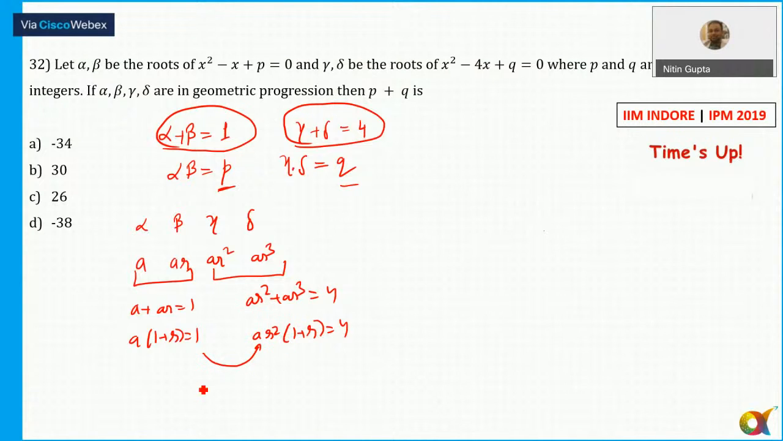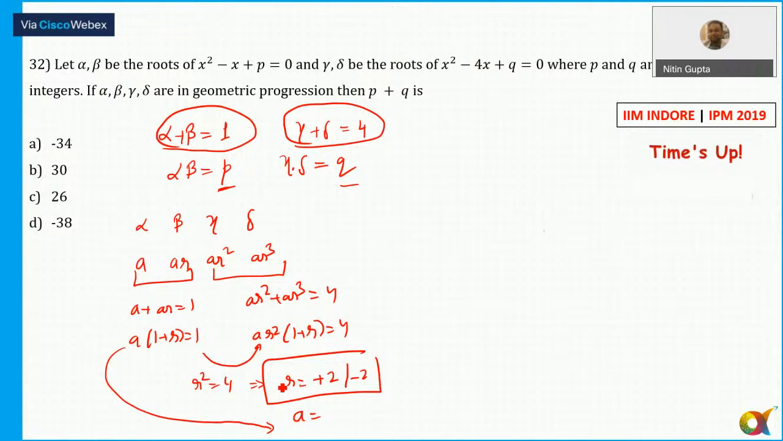If I divide these two equations, and R square is equal to 4, it means R is plus 2 or minus 2. Now if R is equal to plus 2, what are the corresponding values of A? If R is going to be plus 2, you can substitute here. So at R equal to plus 2, A is equal to 1 by 3, and at R equal to -2, A is equal to -1.